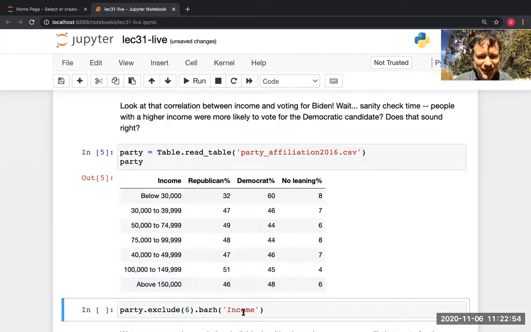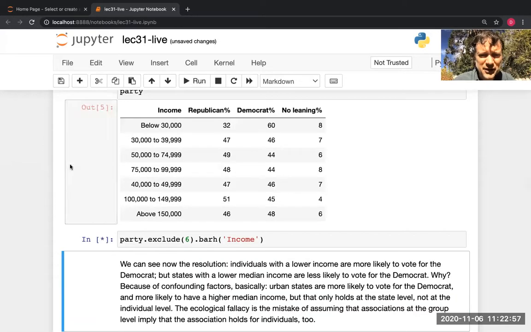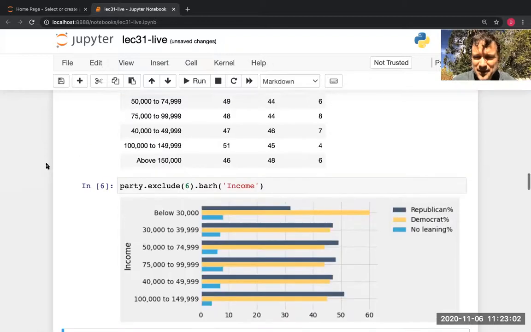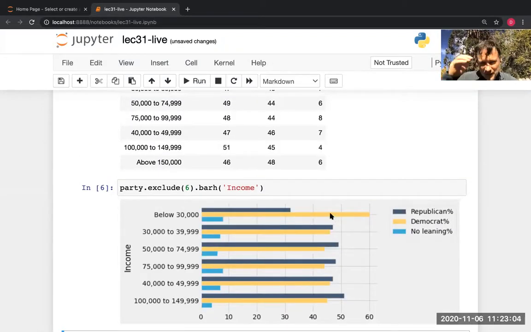If you know something about politics, you might know that's a little weird, because here's a party affiliation broken down by income. If you look at this plot, many of you, if you're a political junkie, probably know this: poorer folks tend to be more likely to vote for the Democratic candidate. So you see this weird thing where at the state level, the poorer states are more likely to vote Republican, but at the individual level, poorer individuals are more likely to vote Democratic. So why is that? Why does that happen?